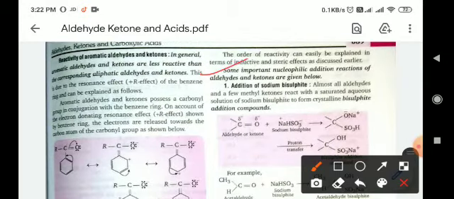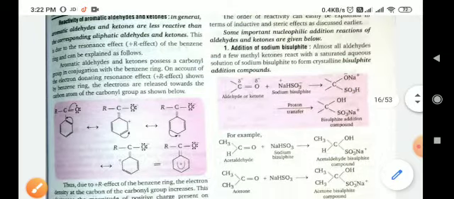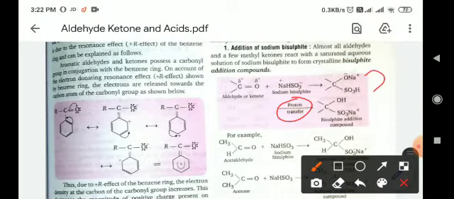Some important nucleophilic addition reactions of aldehyde and ketones are given below, in which the first is addition of sodium bisulfite. It is a carbonyl functional group. When sodium bisulfite reacts with this, it forms this compound. The double bond will break and give negative and positive ions, and these ions will attach to give this compound. From this compound there will be a proton transfer, meaning sodium will come here and the hydrogen will go there and form this compound. So it is the basic mechanism for the addition of sodium bisulfite.